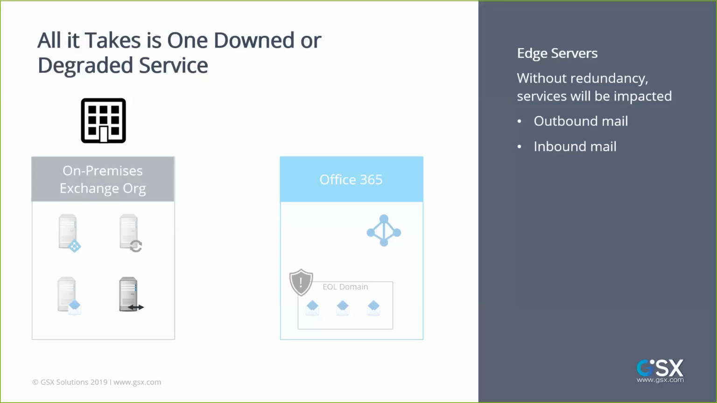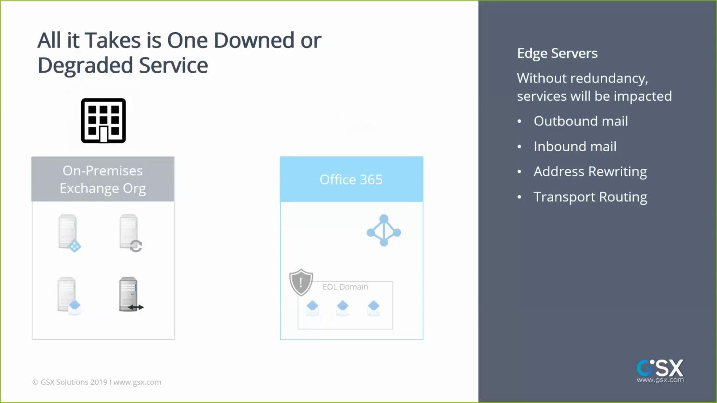And in this case, I want to focus in on your edge servers, and I'll also add in your mail transport servers here. If you look on the right-hand side, just focusing on edge servers, if you don't have the right kinds of redundancy in the way your environment is architected, there are a number of different aspects of Office 365 that are going to be impacted. You end up having your queues back up. You're going to have some back pressure that gets created here.